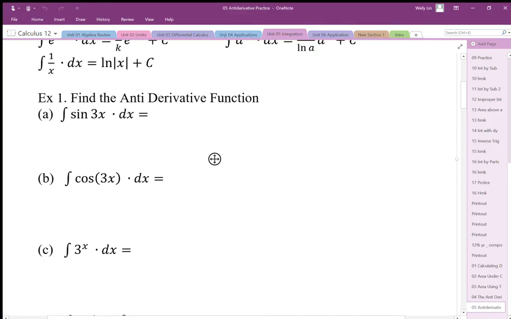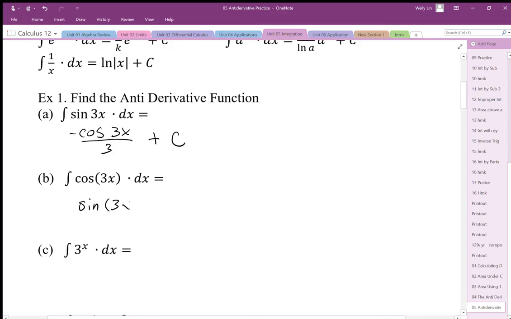So the integral of this is going to be negative cosine 3x. We need to make sure we account for that extra coefficient of times 3. And then we're going to have a plus c because we don't know if there was a constant value that was there in the original function. So here the antiderivative is going to be sine.